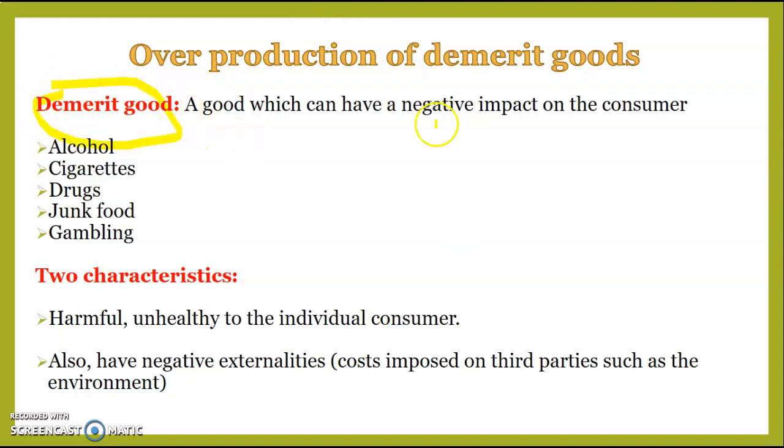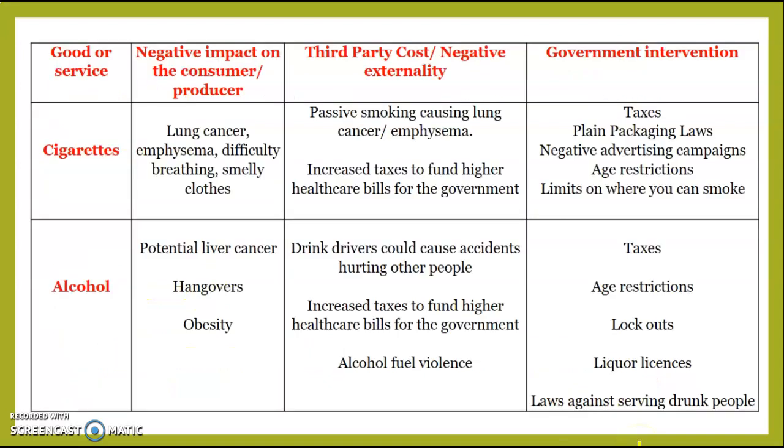When you hear the word demerit good, basically these are products that can have a negative impact on the consumer, and they also often have a negative impact on a third party or someone that isn't part of the transaction. So alcohol, cigarettes, drugs, junk food, gambling, they all are unhealthy and have impacts on the consumer, but they can also negatively impact third parties. So for example, if we start with cigarettes, the negative impact on the consumer is that it can lead to lung cancer, emphysema, difficulty breathing, etc.